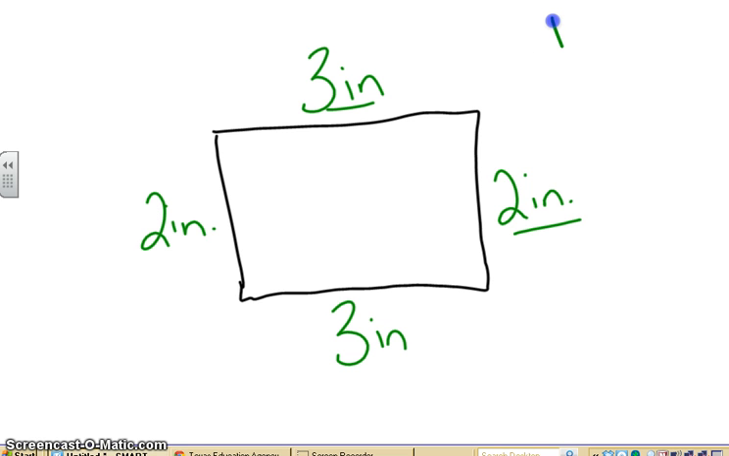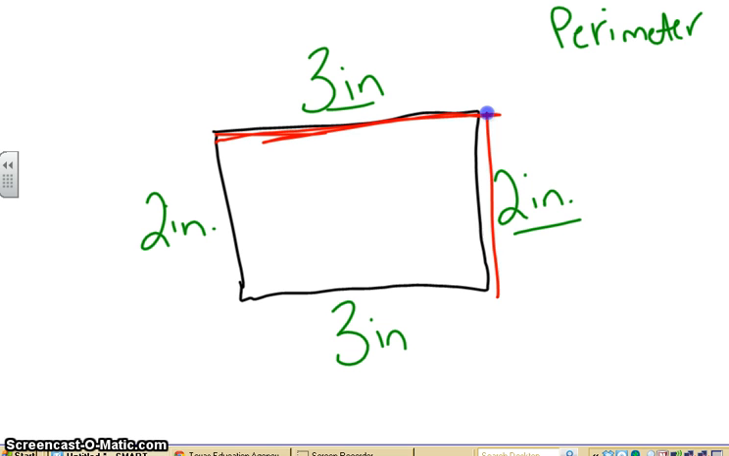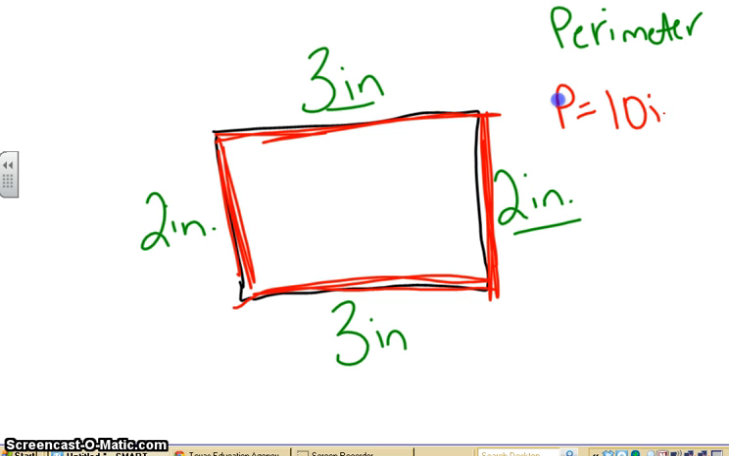Now, let's talk about perimeter first. We said in the first slide that perimeter is the fence that goes all around, so perimeter is all the way around a shape. So what I have to do is figure out the length of every side, right? You already see I have the length of every side. So now I just add them all together so that I can get the total distance around that object. So I take this 3 inches plus 2 inches, which is 5 inches, plus another 3, which is 8 inches, plus another 2, which is 10 inches. So my perimeter equals 10 inches.